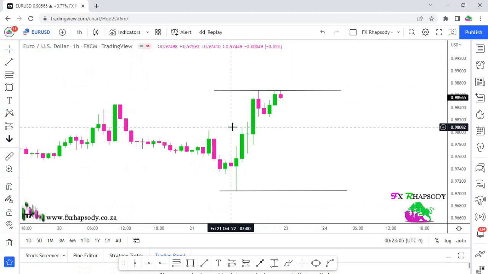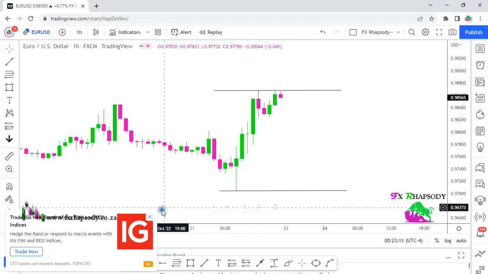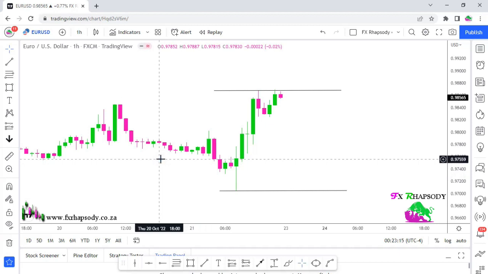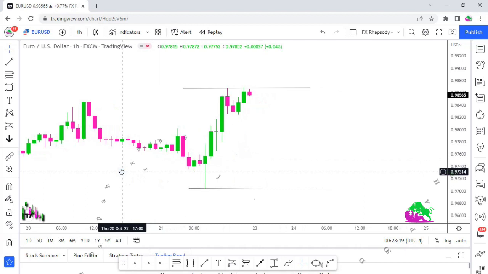So currently, again, it's just hunting these little areas in the market. For swing traders, price is not going anywhere yet. For intraday, and for the scalpers, there's plenty of opportunity every day to trade this currency pair.